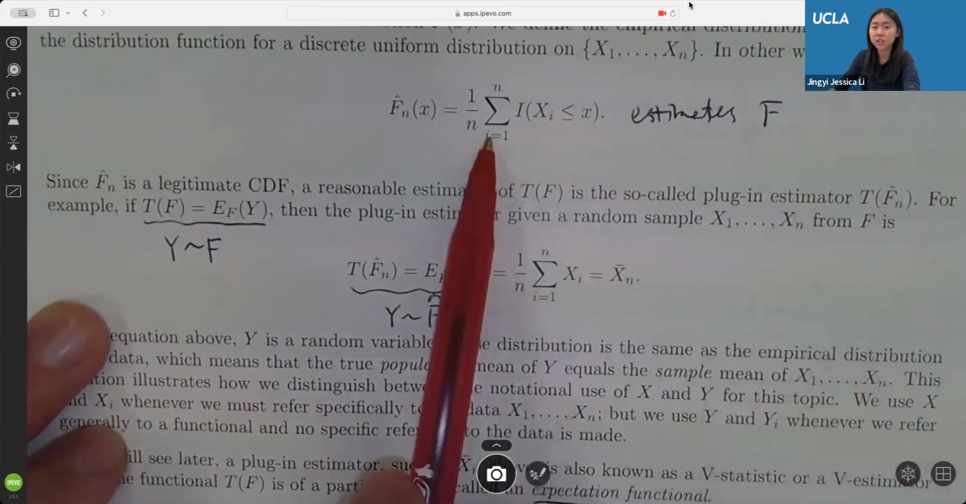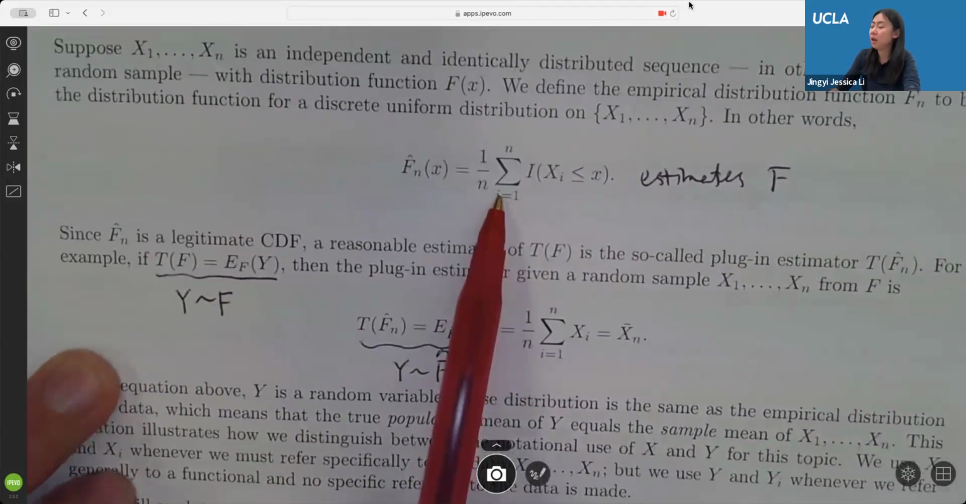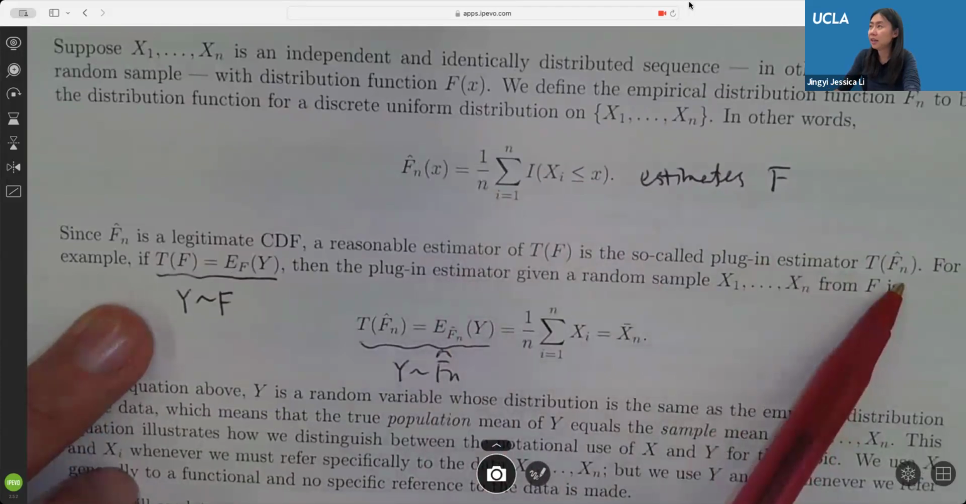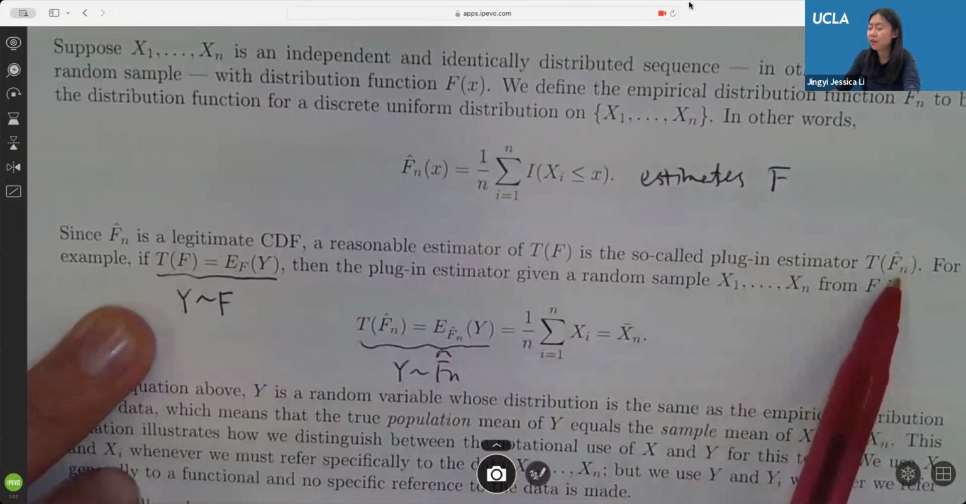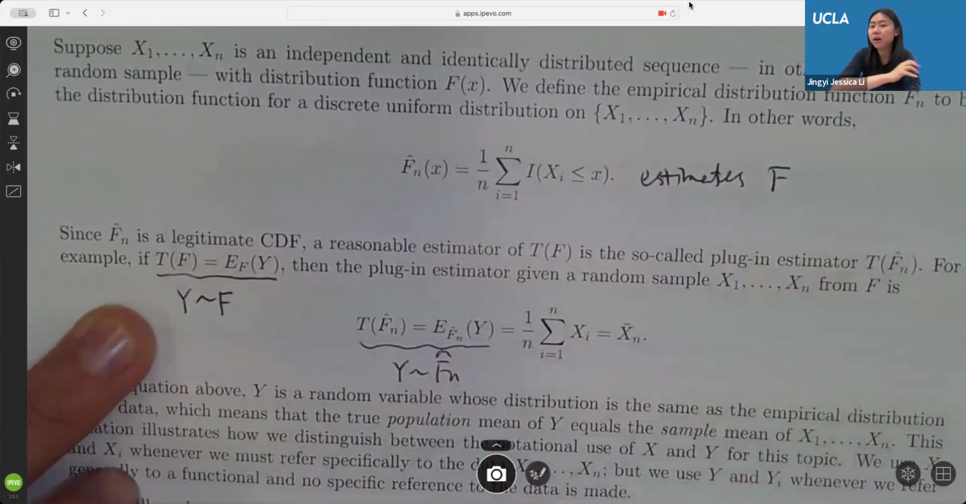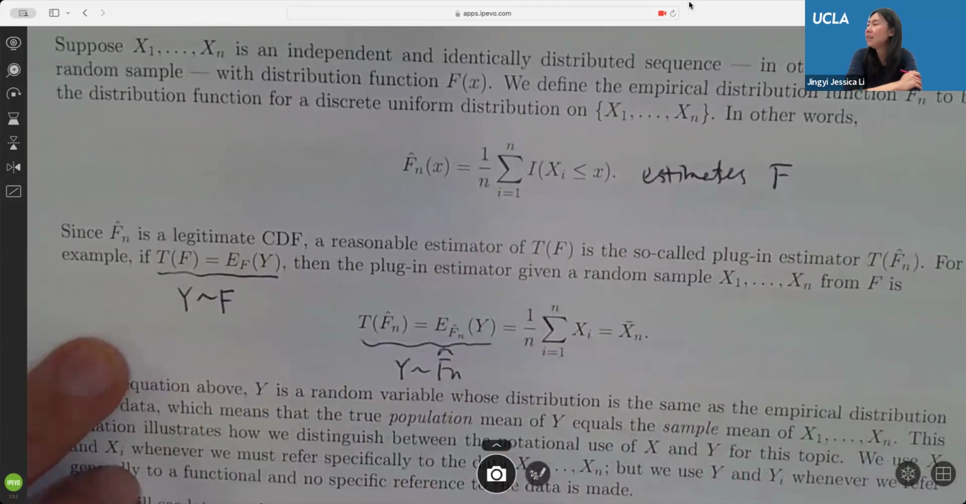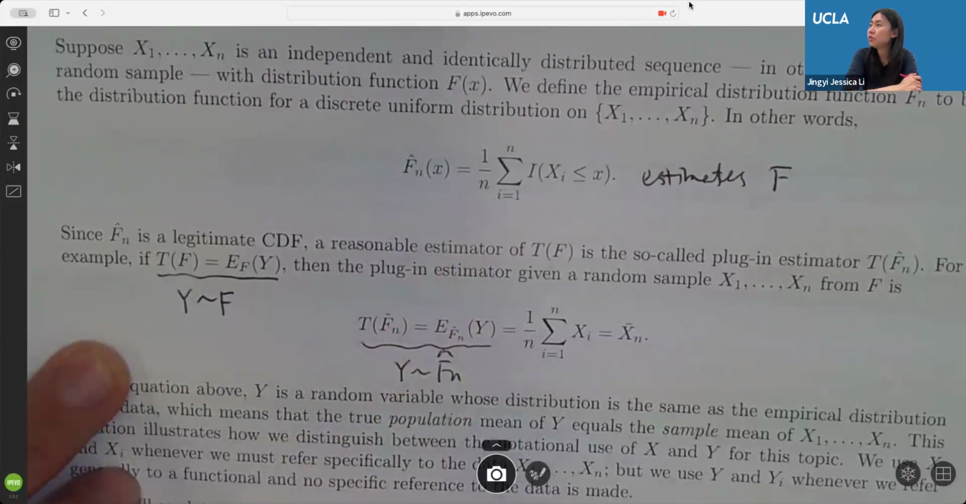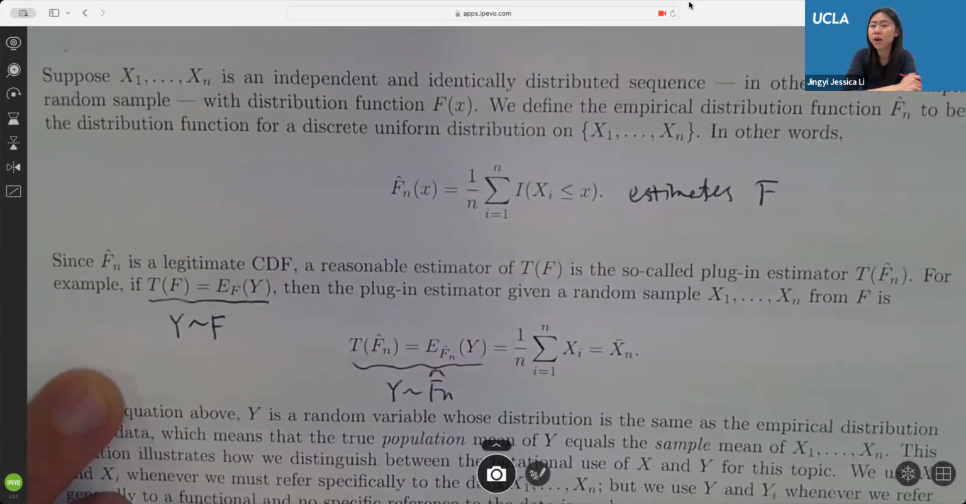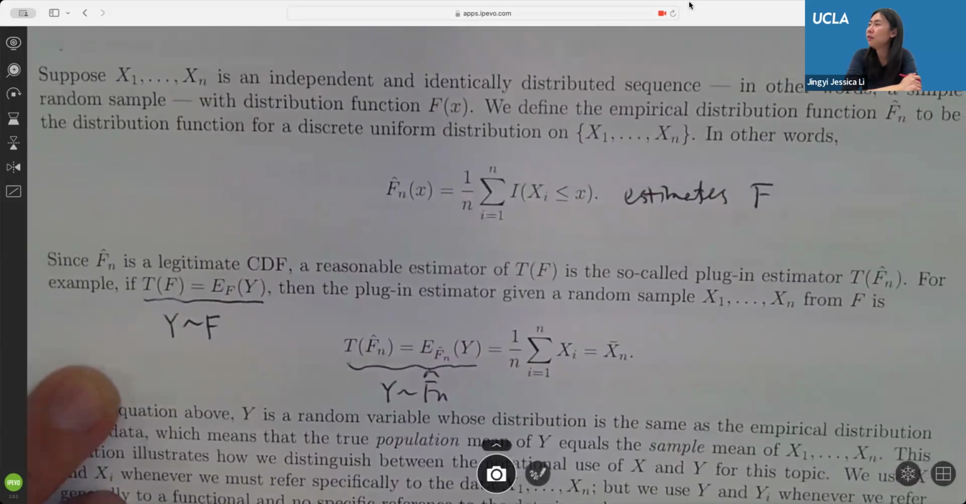And F_n hat is the empirical CDF function. We're doing this so-called plug-in technique. That is, by plugging F with F_n hat, you use the same functional, then the result is an estimator. Because F_n hat, as an empirical CDF, just depends on your sample, nothing else. Essentially, the empirical CDF is obtained from a discrete distribution where you place probability mass of 1 over n to each of your data points, right?